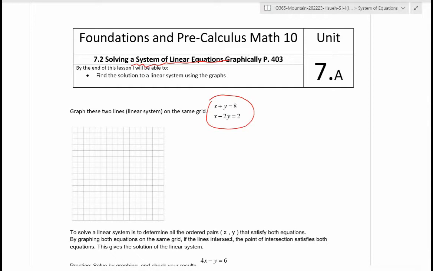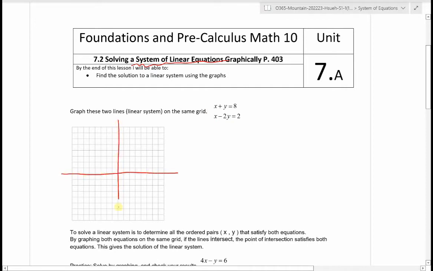And again, as long as you have more than one equation, so two or more, then that's a system. In this case, it's a linear system because both equations are just lines. So we are going to graph these two lines on the same grid and go from there. Here's my x-axis, here's my y-axis.